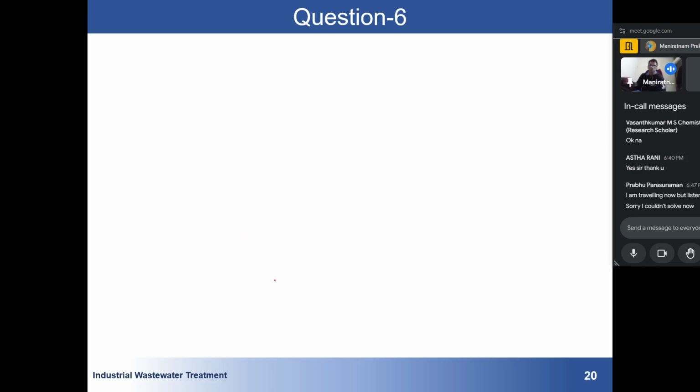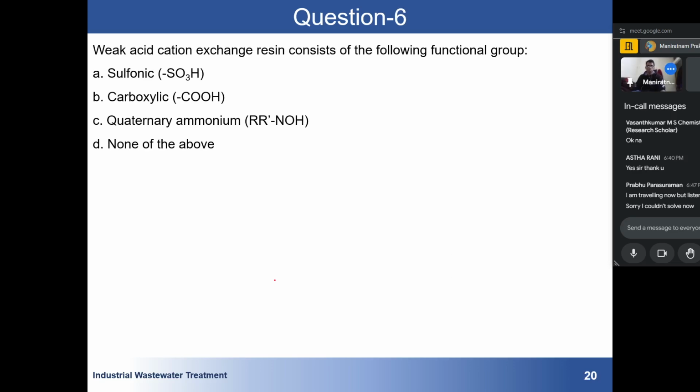Now comes the sixth question. This is a theoretical question. Weak acid cation exchange resin consists of the following functional group. If you have gone through the lectures, there is science behind it: to remove a particular group of acid or base, we should use a particular kind of resin. I am not going to discuss that here, and I also have very little idea. But here you can try to answer it.